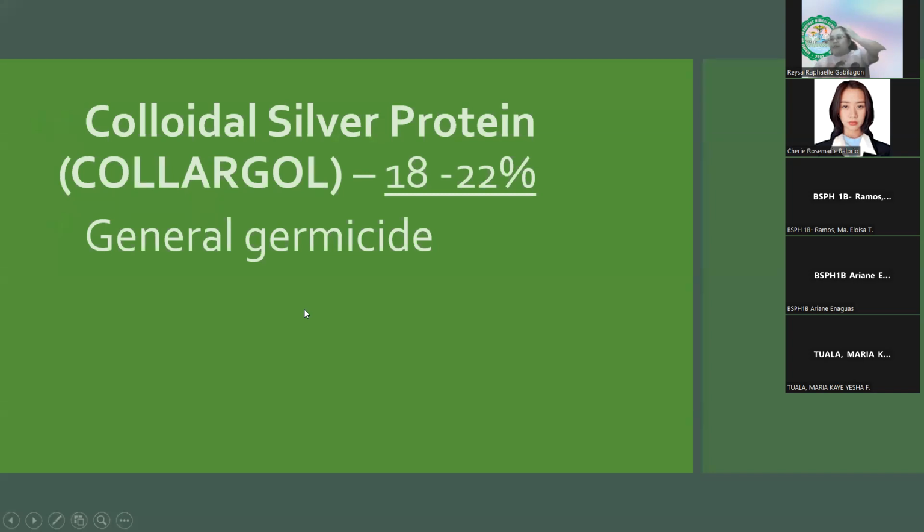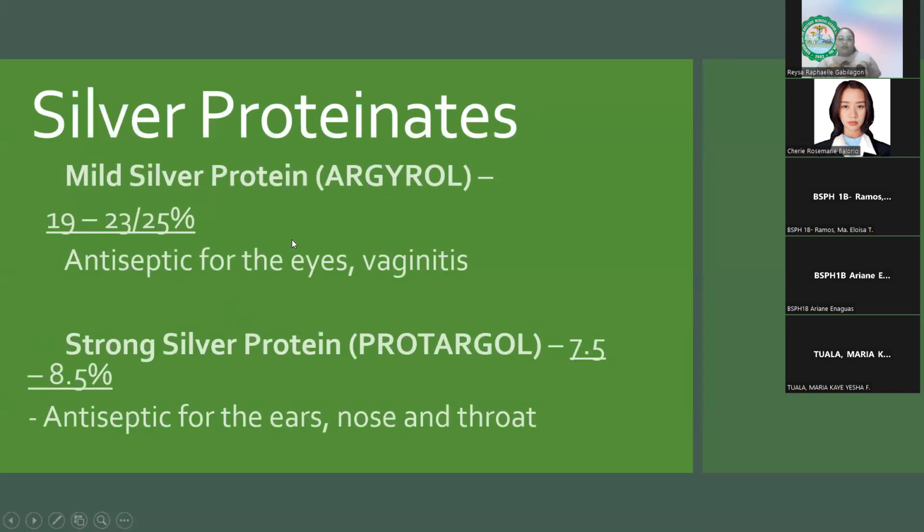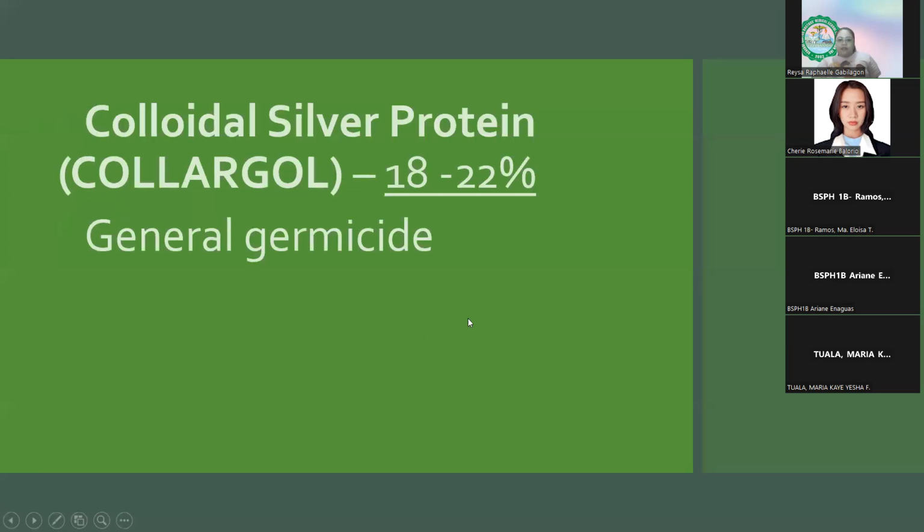Okay. And then we have here the colloidal silver protein. We call it collargol. It has an intermediate concentration, no? If we compare the three, this contains 18 to 22% na concentration of the silver protein. And this is used still as a germicide, a general germicide, so you may use it anywhere in the body. So unlike the two, this one is for the eyes. The strong one is for the ENT, ears, nose, and throat.